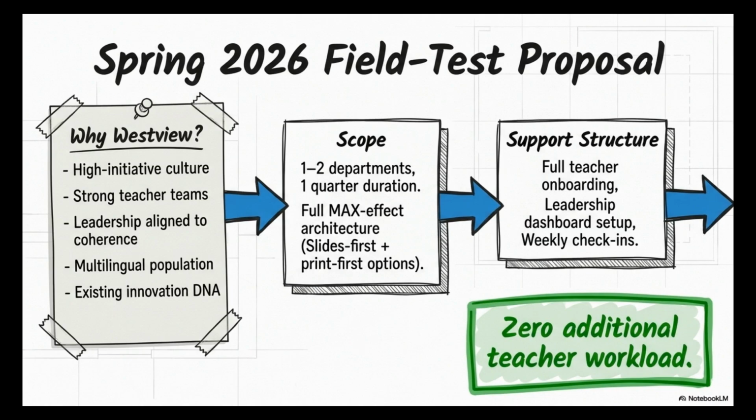Our spring 2026 field test proposal targets Westview due to its high initiative culture and strong teacher teams. The scope is 1 to 2 departments for 1 quarter, utilizing the full MAX-effect architecture. Support includes full teacher onboarding and weekly check-ins, resulting in 0 additional teacher workload.